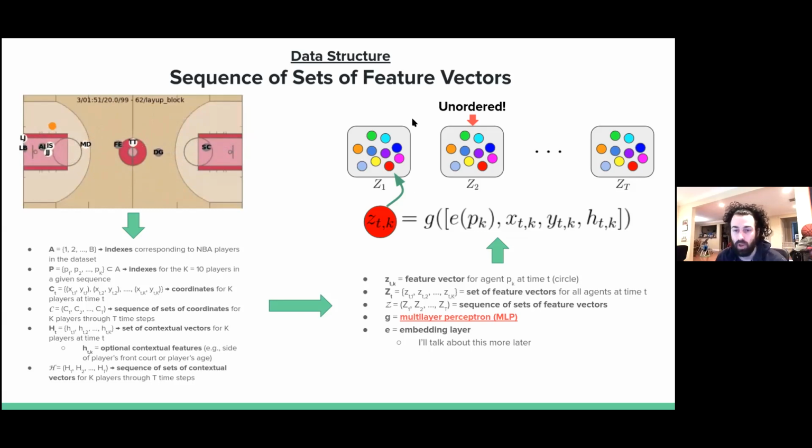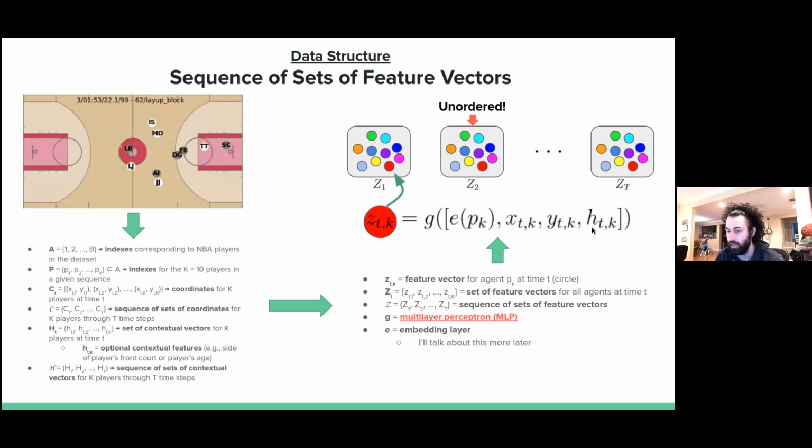The data structure that we ended up using is a sequence of sets of feature vectors, where at each time step we have a set that contains information about each player's identity and coordinates on the court. At each time step, each circle corresponds to a player's input features at that time step. This is a feature vector that's 512 dimensions, generated by embedding a player's identity. This is just like a word embedding, but I'll go into this a little more later. So we map the player's identity to a player embedding, and you have the player's X coordinate and Y coordinate at that time step.